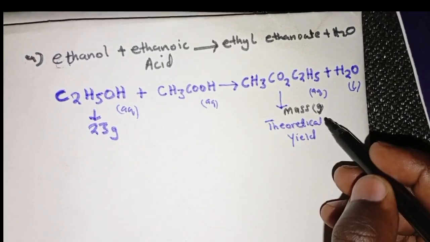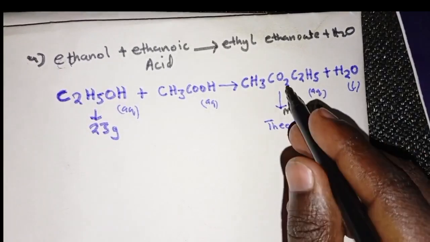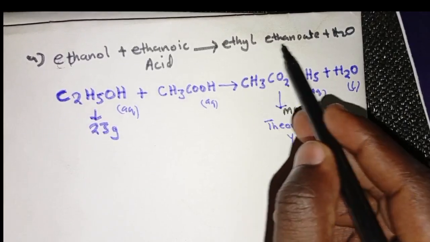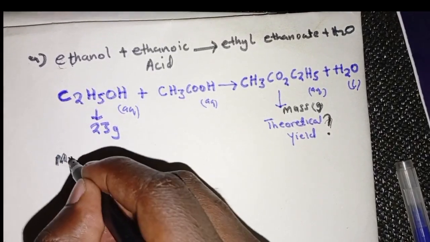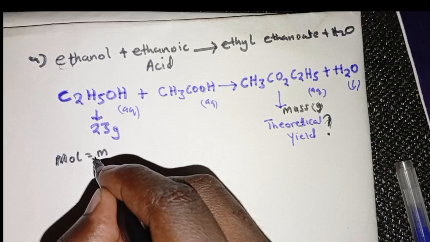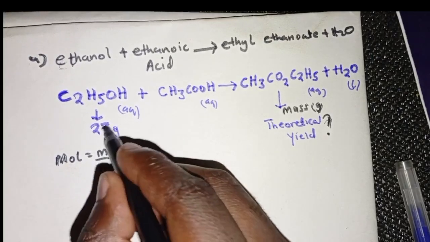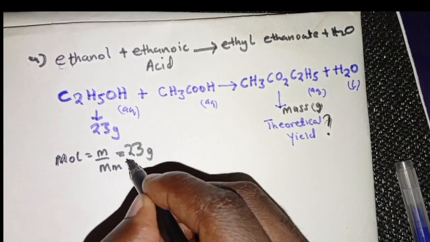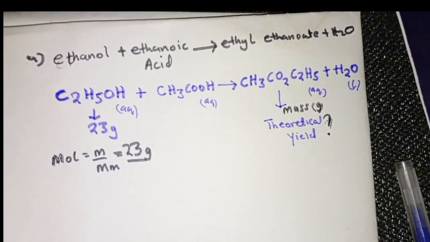Okay, so we want to find the theoretical yield. In other words, we want to find the mass of this product, which is what? Ethyl ethanoate. So what you are going to do is work in moles. You're going to say mole is equal to mass over molar mass. The mass here, you are given 23 grams.